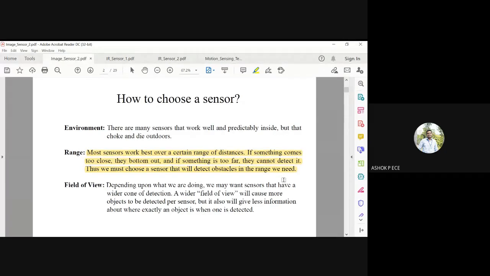Next, field of view will say what your view direction is. In your field of view, how many objects are detected per sensor, so that it will give less information about what exactly an object is when one is detected. Your field of view should be very broad so that you detect more persons in your particular sensing area. All these factors you have to consider before you choose a sensor. First one is environment, next one is range, and next one is field of view.